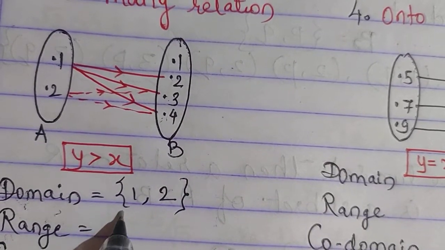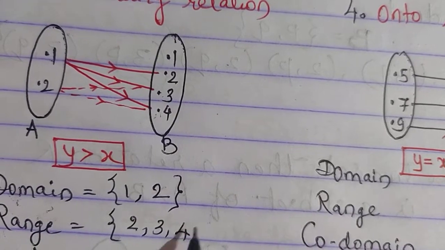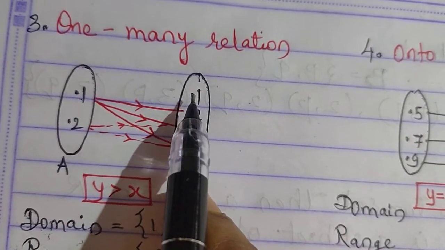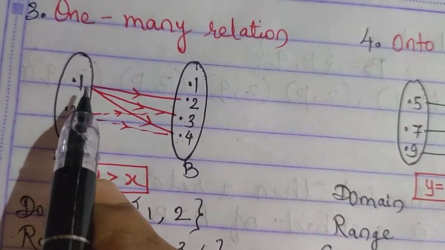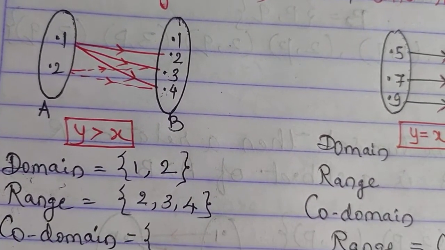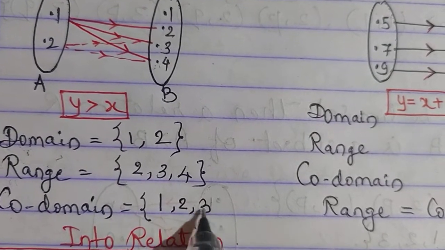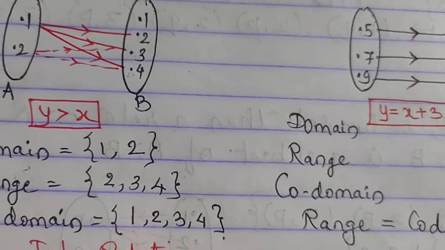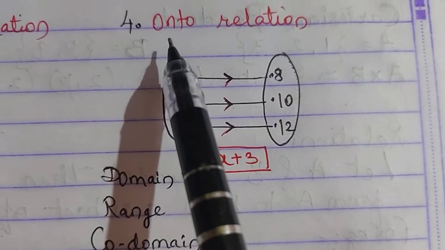Then the range is 2, 3 and 4. We will not include 1 because this element does not have any pre-image in the set A. So codomain: in this codomain, we will include 1, 2, 3 and 4. Okay, and the next are onto relation and into relation.